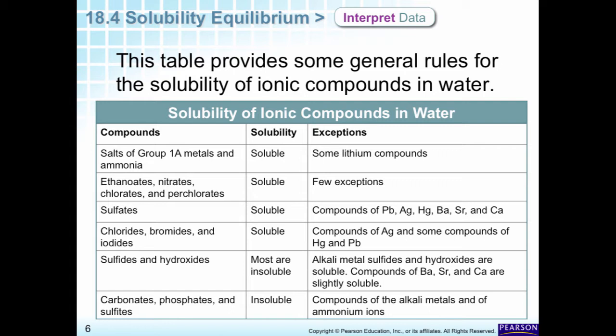Chlorides, bromides, and iodides are all soluble except for silver, mercury, and some lead compounds. Sulfides and hydroxides are usually insoluble, meaning they don't dissolve very well. Remember, though, that's trumped by the alkali metal sulfides and hydroxides being soluble, as well as ammonium compounds. Compounds of barium, strontium, and calcium are slightly soluble. Carbonates, phosphates, and sulfites are insoluble except for the ones from group 1A metals and ammonium ions. That summarizes the solubility rules.